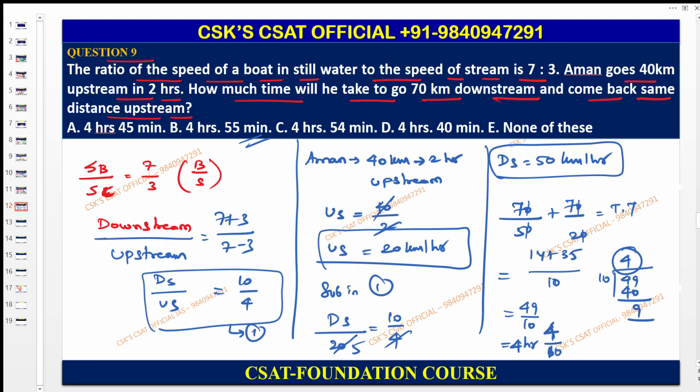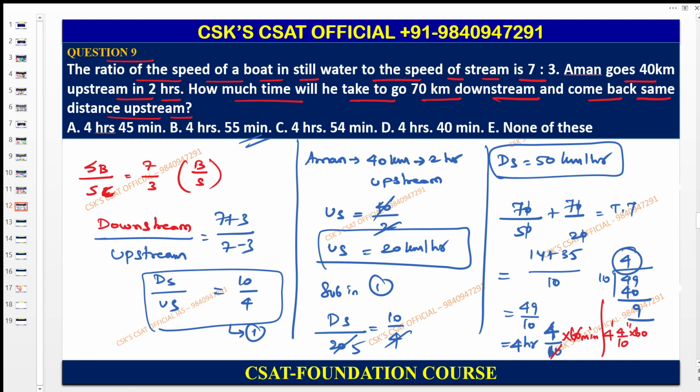So upstream speed is equal to what? Distance is equal to speed into time, so distance by time is equal to speed. Upstream speed you have found as 20 km/h. Then substitute in this equation number 1. Downstream speed by upstream speed, you know 20, which is equal to 10/4. You can cancel this one 5 times, cross multiply. So downstream speed becomes 50 km/h.